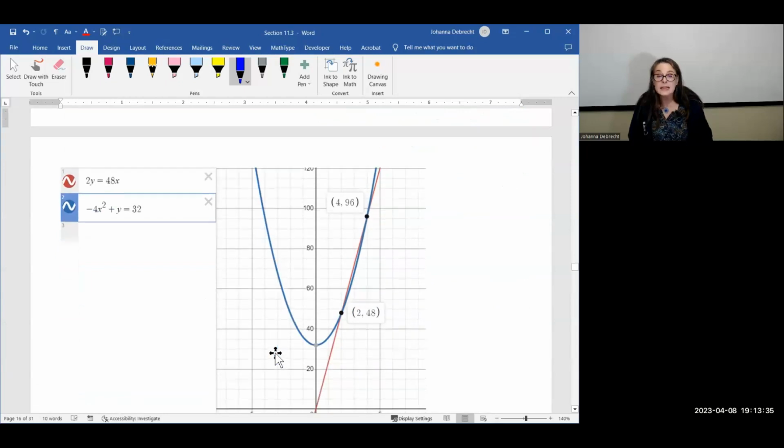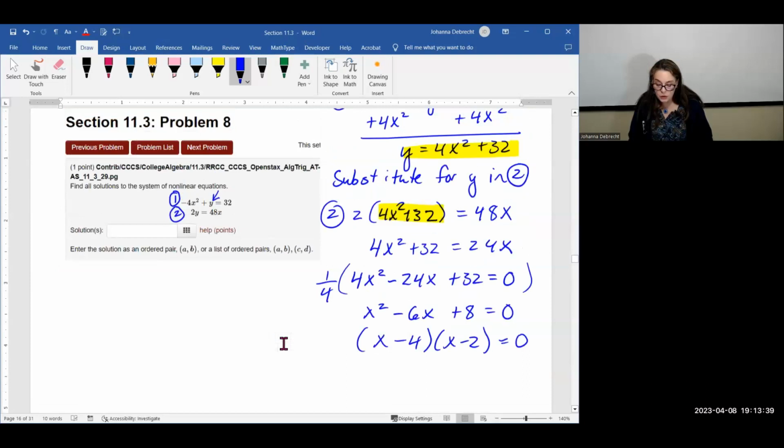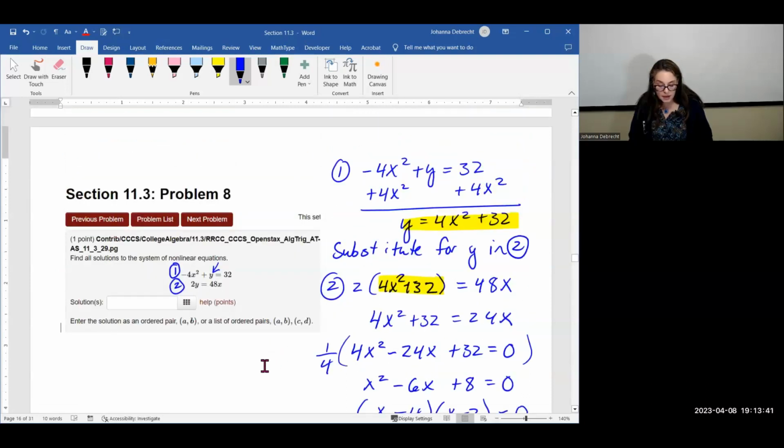However, it is possible when you're doing this that you end up with something that is extraneous, and that will happen if, when you substitute, you square it. If when you substitute, you square it, you always have the possibility of an extraneous solution. So be careful and watch for those.